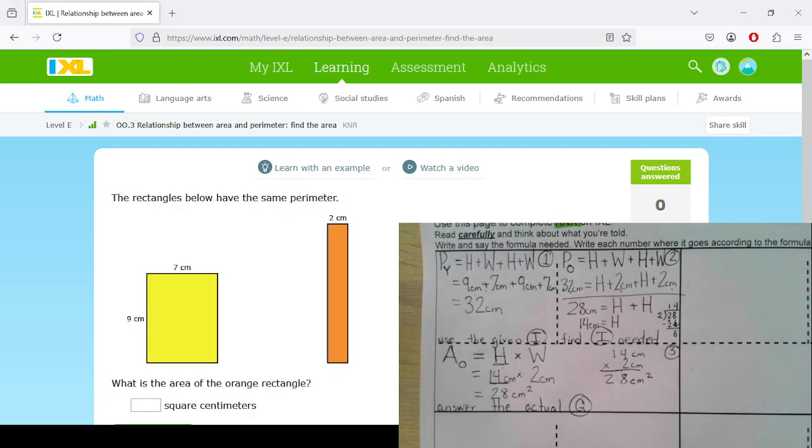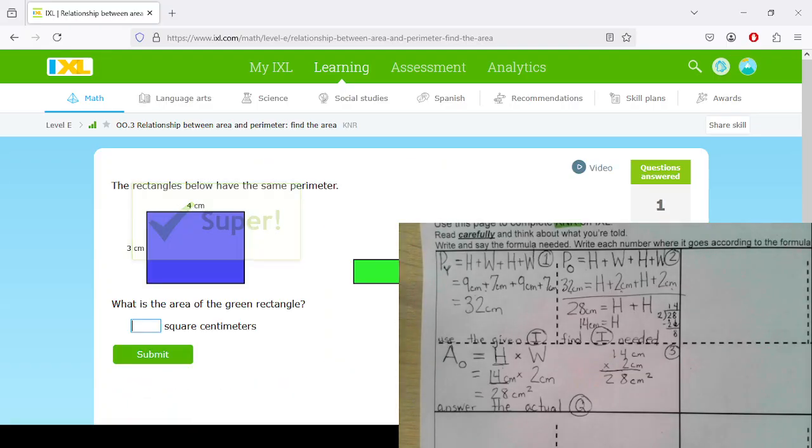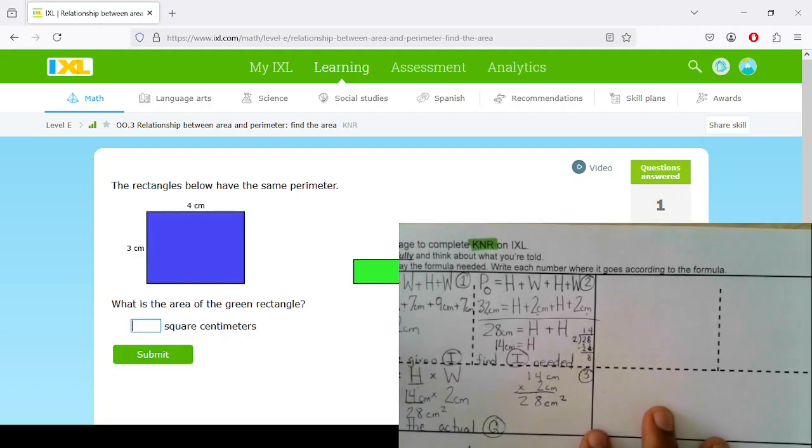So I'm going to type that in. If something goes wrong, I don't have to panic. Oh, I meant to make a mistake. Okay, but 28 square centimeters. Yay, I got it. So I'm going to do another practice problem.